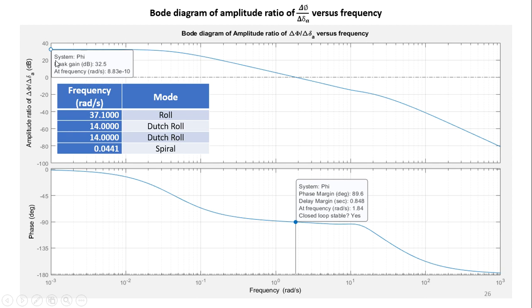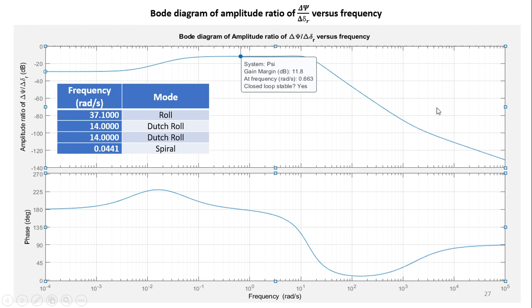The amplitude ratio is largest at the spiral frequency, which is here, 0.04, somewhere here. The amplitude is constant in this range, and drops after 14 radian per second, which is Dutch roll, around here. And at higher frequency, the aileron is not effective anymore.